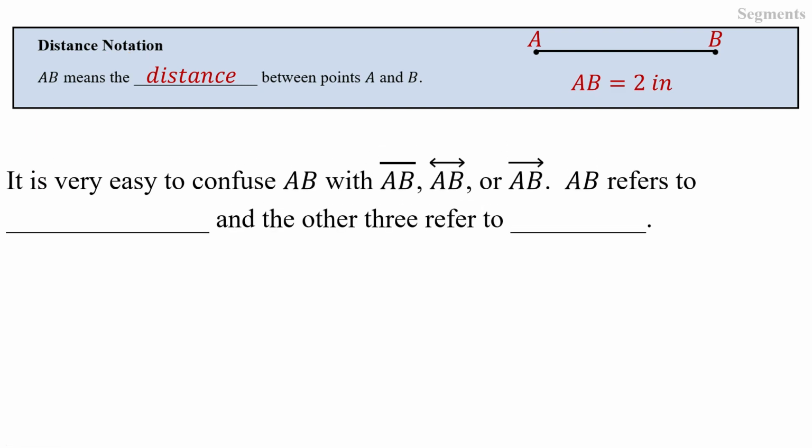Now, it is very easy to confuse this AB with segment AB, line AB, or also ray AB. So just make sure you know the difference. When you don't see anything on top here, just remember that it means distance. Okay, so AB refers to the distance, and the other three refer to shapes.